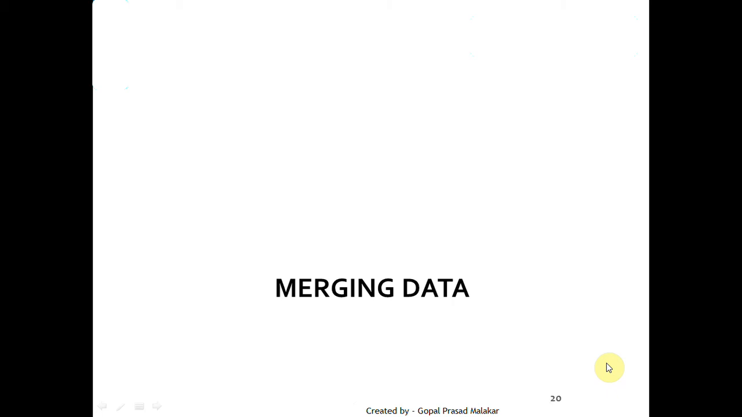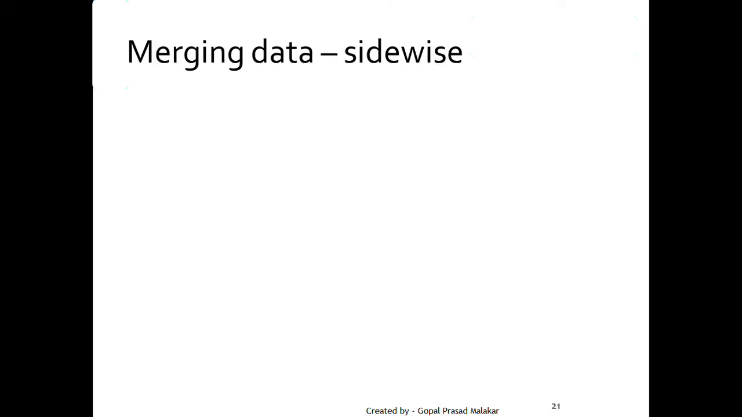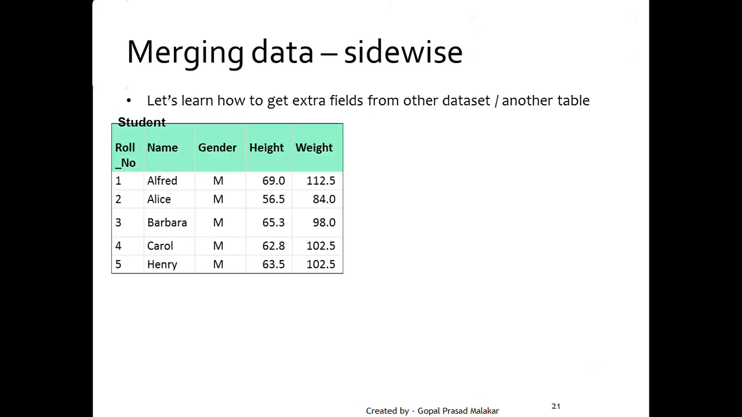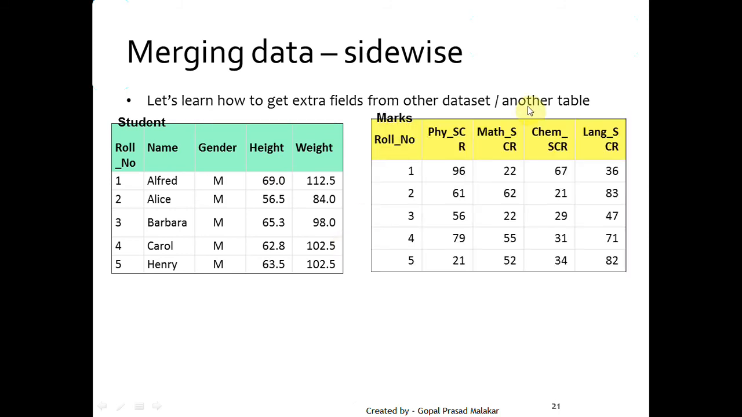So let me explain how you merge data. First of all, understand the meaning of merging. Merging means adding data sidewise. Let's say you have one dataset, student, which has these columns, and you have another dataset, marks, which has roll number and these things.